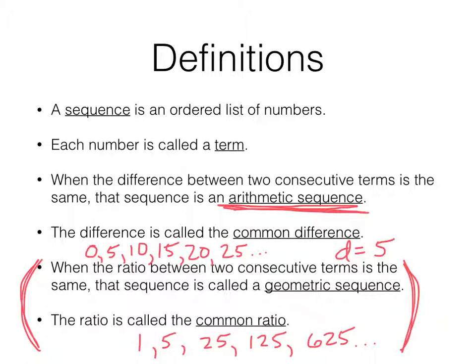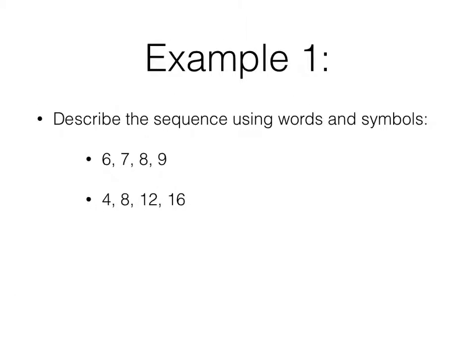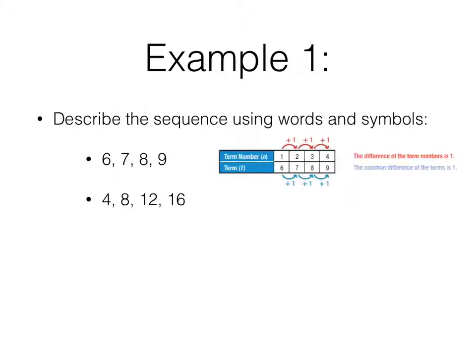So let's look at some examples. Describe the sequence using words and then with symbols. Well, in this first one, you have 6, 7, 8, and 9. One way that we can take that sequence and organize it is to look at the number of the term, so the first term, second term, third term, fourth term, and how we can use that number to find the actual term. In this particular sequence, the difference of the term numbers is 1, and then the common difference of the actual terms is 1.